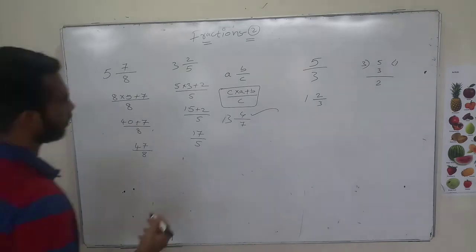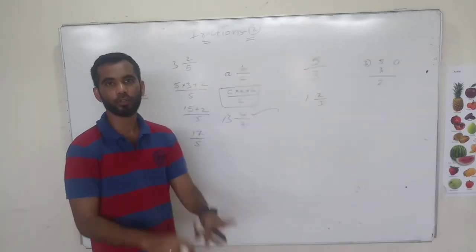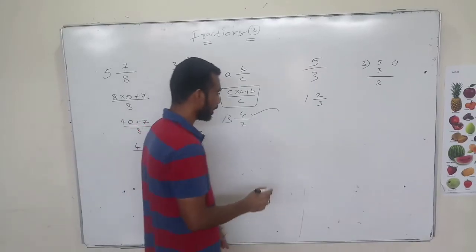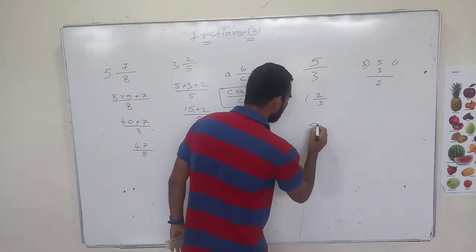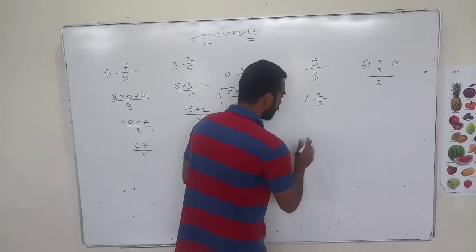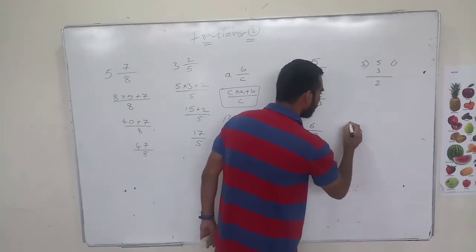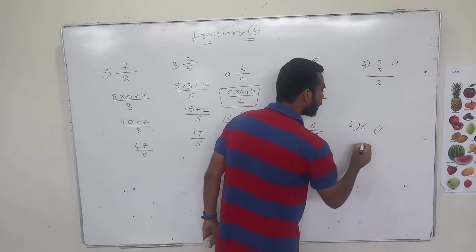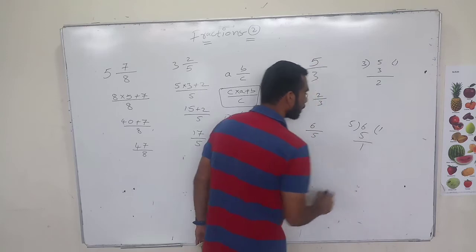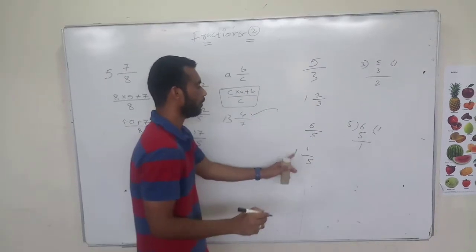One more problem we will see, converting an improper fraction to a mixed fraction. Now we will take 6 by 5. 5 ones are 5. What remains? 1. So it will be 1 1/5.